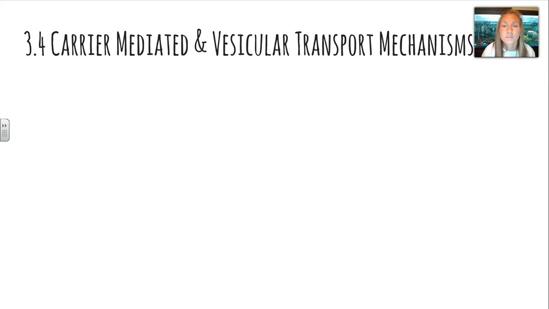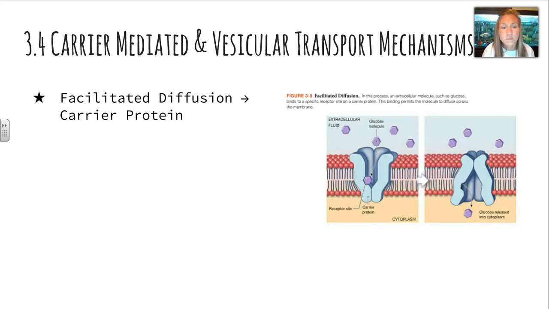Okay, so there are a few other types of transport mechanisms to get molecules, substances past the membrane, and they're carrier-mediated or vesicular transport mechanisms. One of those is facilitated diffusion, which allows things to go through with a carrier protein, as shown in this picture here. Glucose is a very common molecule that tries to pass through that's too large, so this carrier protein will recognize that glucose molecule and open up and allow it to go through the membrane.